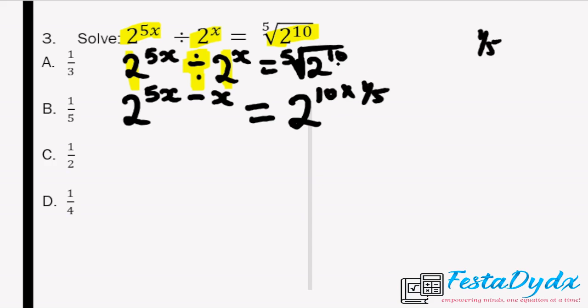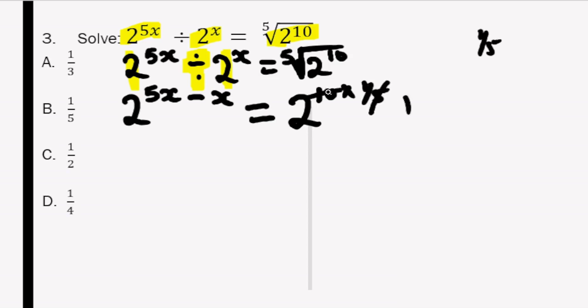Remember this 10 is from the question. It is 2 raised to power 10. So 2 raised to power 10 times the 5th root. Now 5 in 5 is 1, 5 in 10 is 2. So we are left with 2 raised to power 5x minus x, which is 4x, equal to 2 raised to power, we have 2 times 1 remaining here, which is going to be 2.